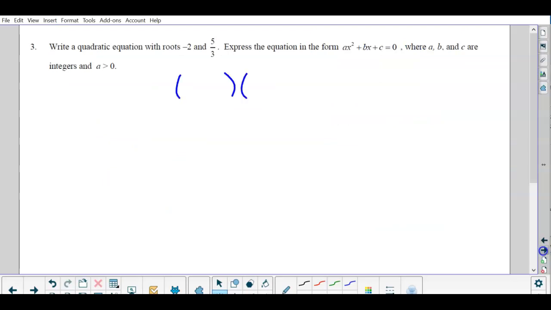It's quadratic, so you know you have 2 sets of brackets equal to 0. So the first one, anytime it's an integer, it's just going to be x. That's going to be x plus 2. If it's a fraction, then the denominator is the coefficient of x, the numerator is the constant, and it's the opposite sign. And then expand that out.